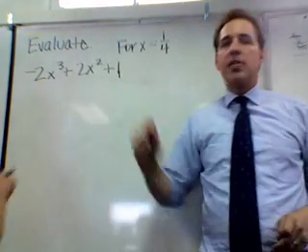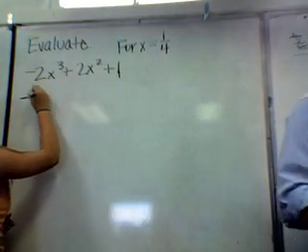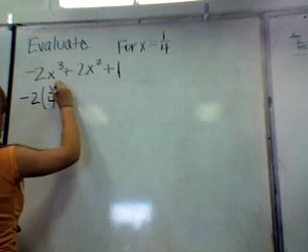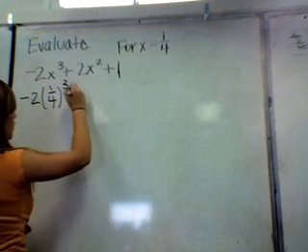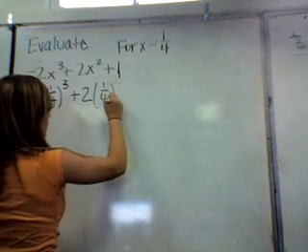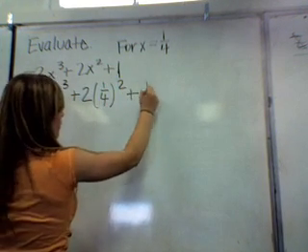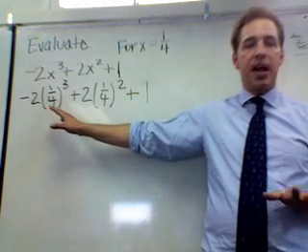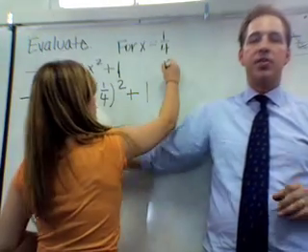So let's create the pockets. Negative 2. Now there's a pocket wherever the x is. The x is going to be filled by the quarter, because x is equal to a quarter, plus 2 times a quarter squared, right, plus 1. And now that you've done that, that's our first step. You have to have that organized. You have to decide what to do first.